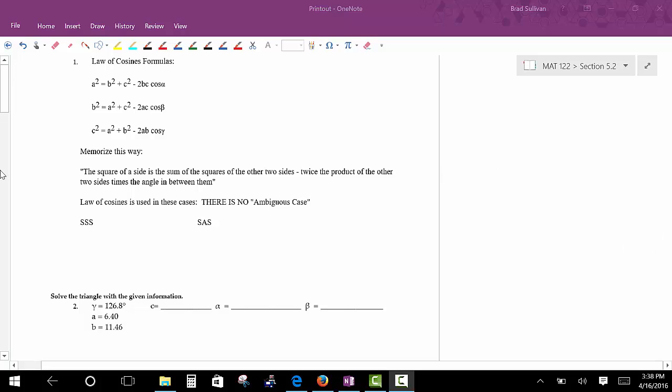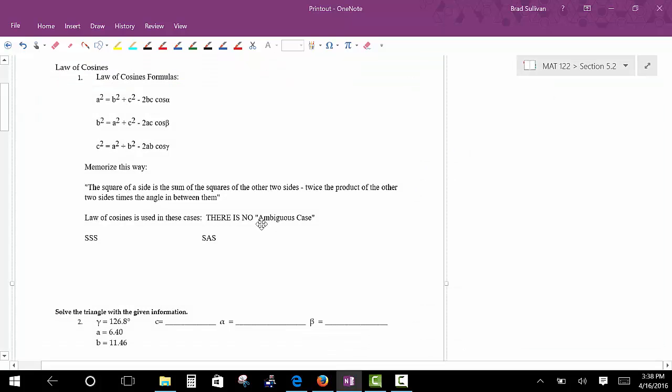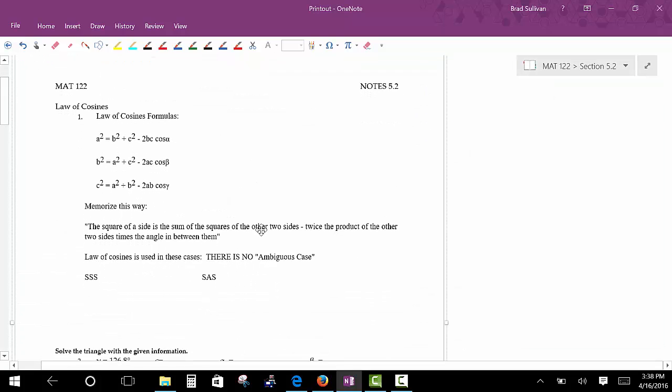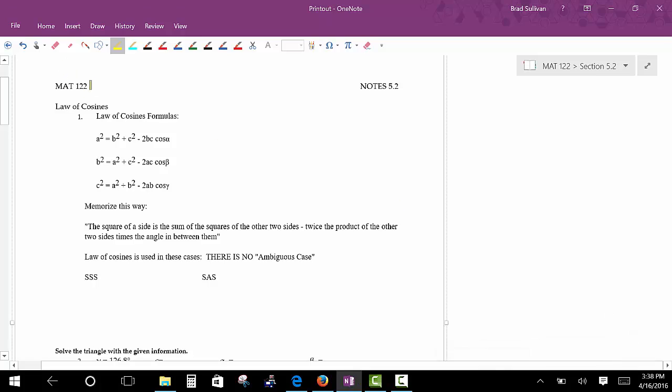Okay, we're ready to start section 5.2. What we're going to be looking at in this particular section is the law of cosines formulas. First of all, the first thing I want to show you is the law of cosines. It has actually several different formulas. The law of cosines takes on these three forms, so it's the same formula for different cases.